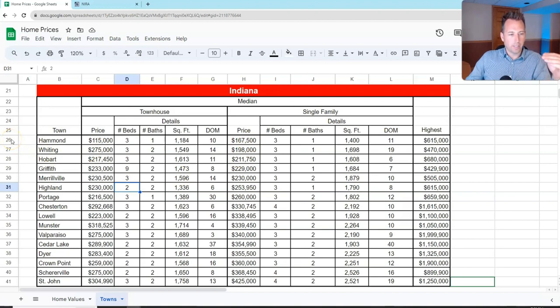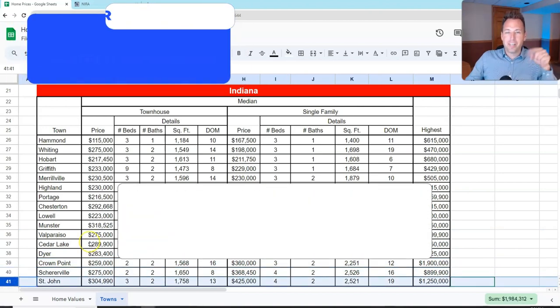So the least expensive is Hammond, then Whiting, then Hobart, Griffith, Merrillville, Highland, Portage, Chesterton, Lowell, Munster, Valpo, Cedar Lake, Dyer, Crown Point, Cherryville, and St. John.